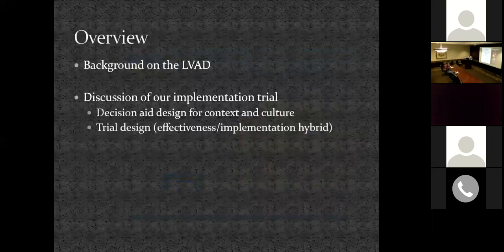So that's a little bit of background on the LVAD, of what it is. Any questions on that? It's an interesting thing, and it highlights a lot of interesting things in medicine.